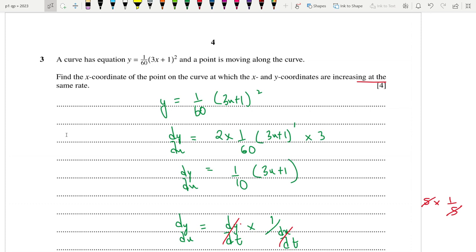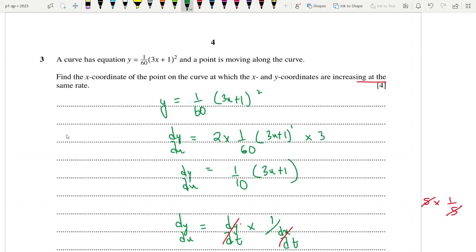Okay, so using this equation we can find out dy by dx. The power comes down, right? Since it was whole square before, the power will come down and the power decreases by 1. So 2 times 1 by 60 into 3x plus 1 to the power 1, and times 3 because we have to differentiate 3x plus 1 as well. After simplification we end up with 1 by 10 times 3x plus 1.